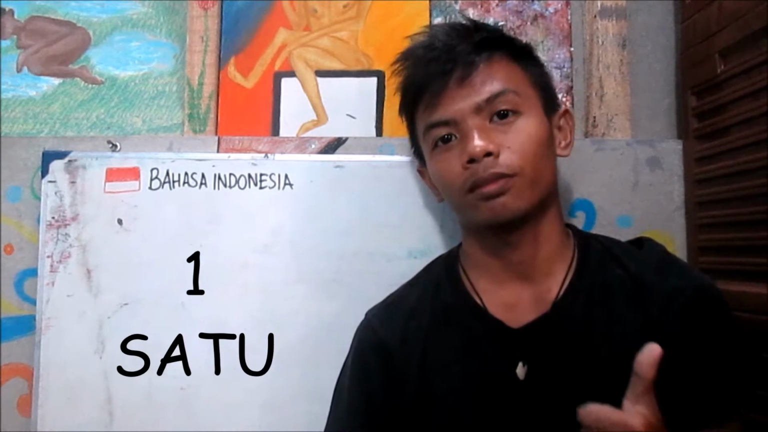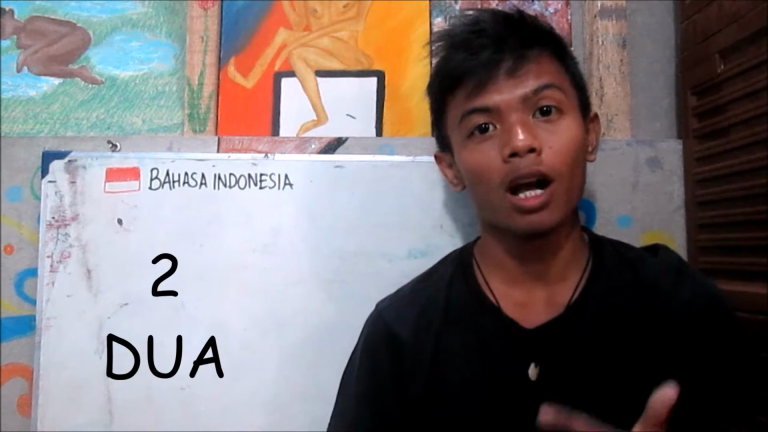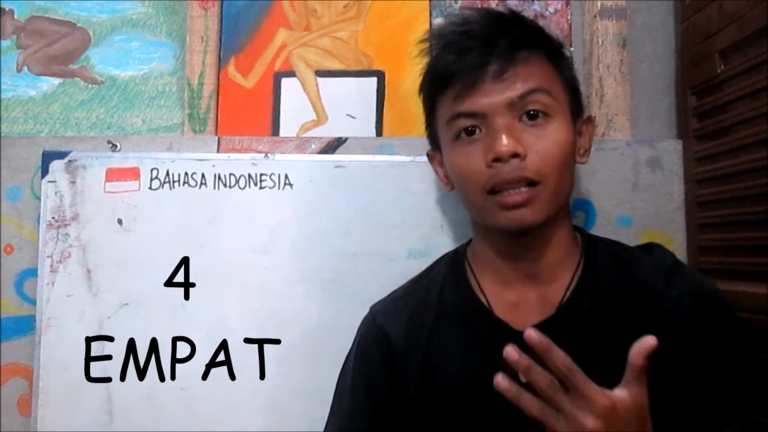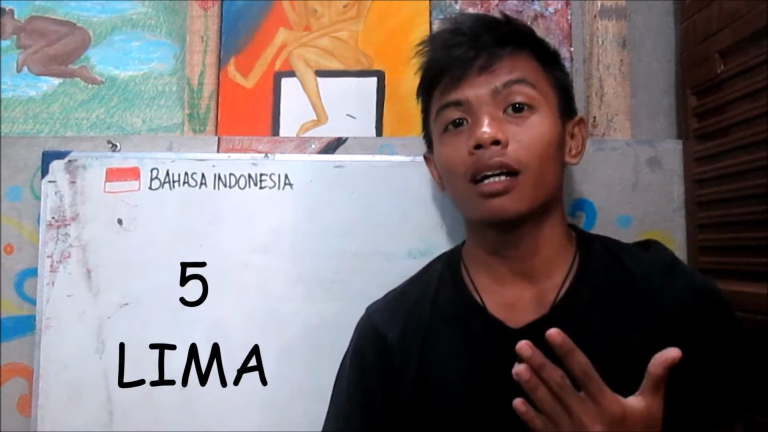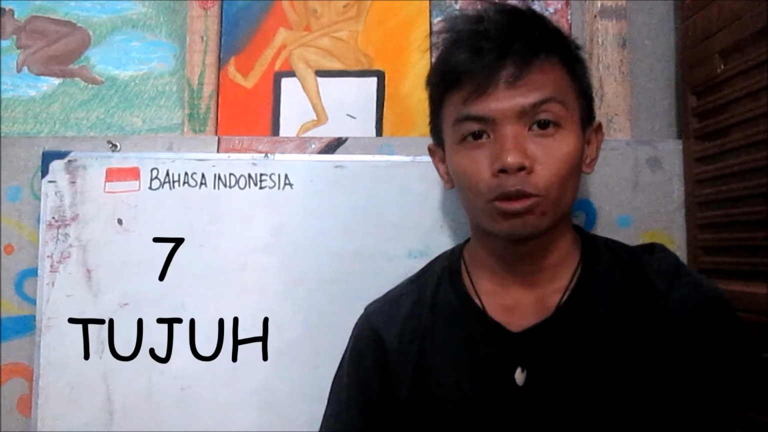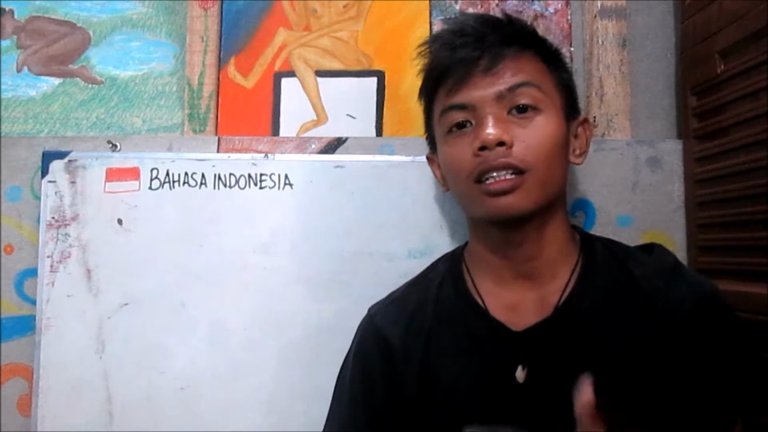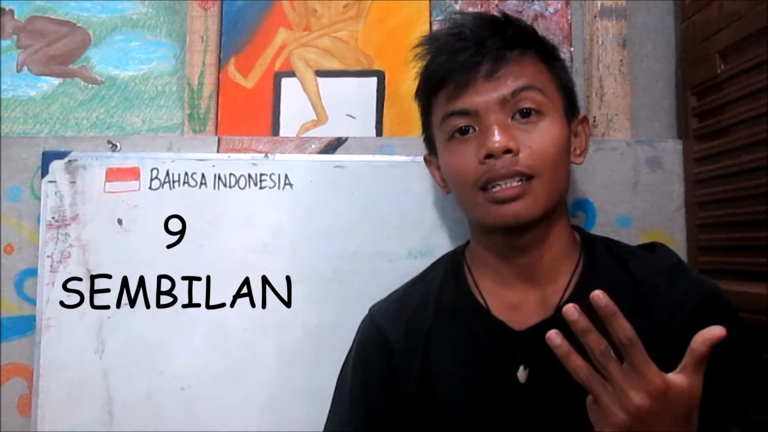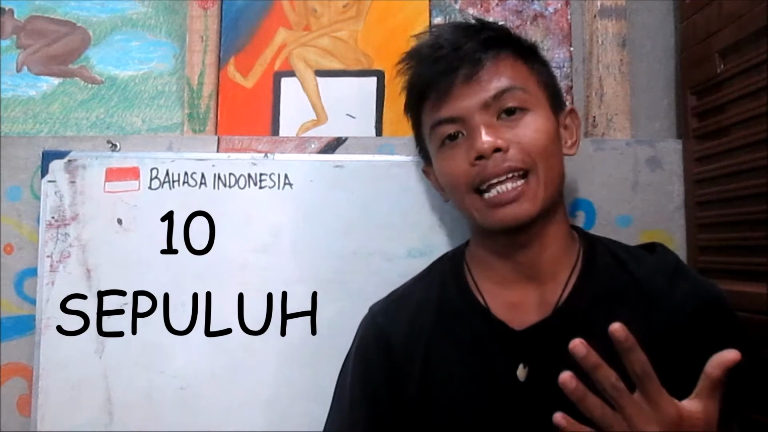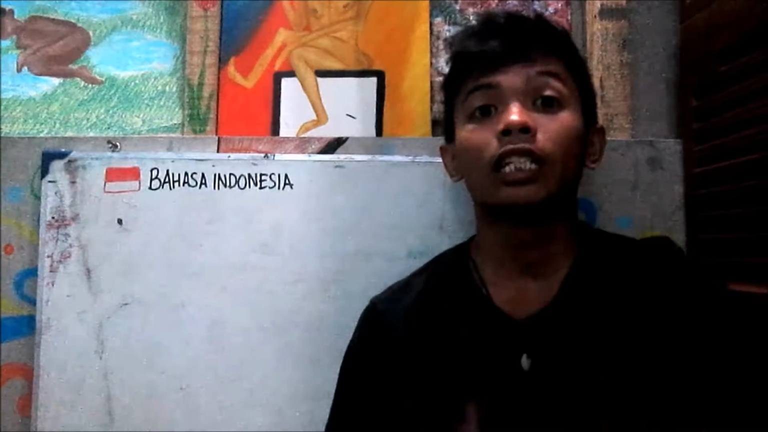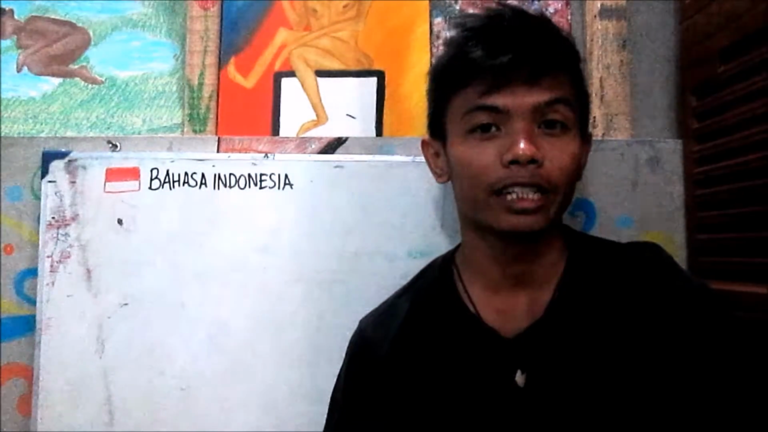So satu is 1, and then dua is 2, tiga is 3, empat is 4, lima is 5, enam is 6, tujuh is 7, delapan is 8, sembilan is 9, sepuluh is 10. So that's how we say the numbers from 1 to 10.